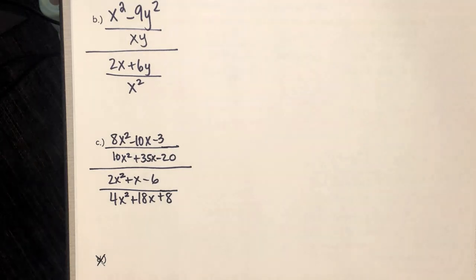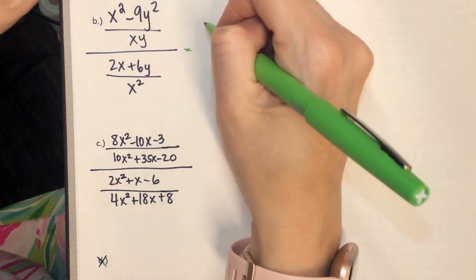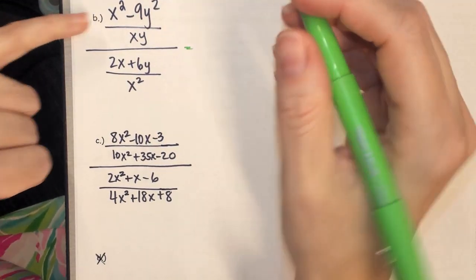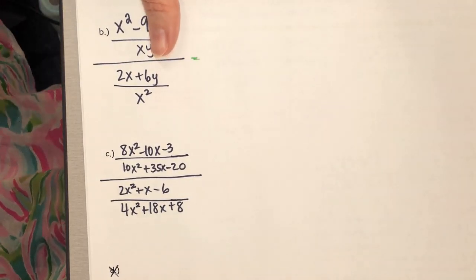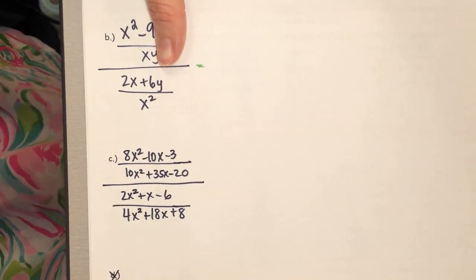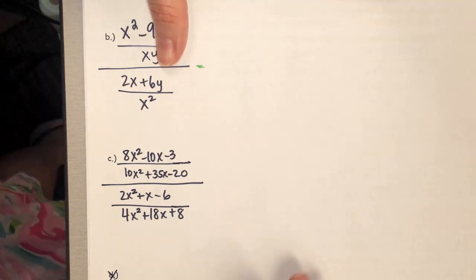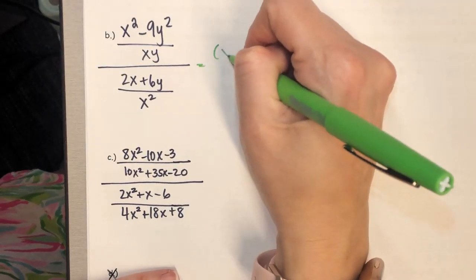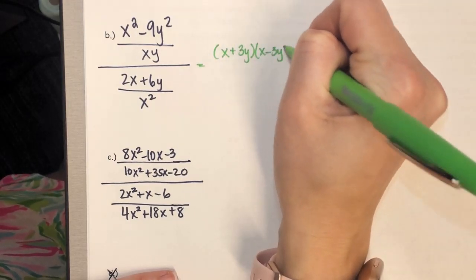All right, let's check in on part B. So we have x squared minus 9y squared. If you're having trouble factoring this, what I think is helpful to remember is if you have something like x squared minus 9, most of you know that's going to be x plus 3, x minus 3. The only difference now is it's going to be x plus 3y and x minus 3y.